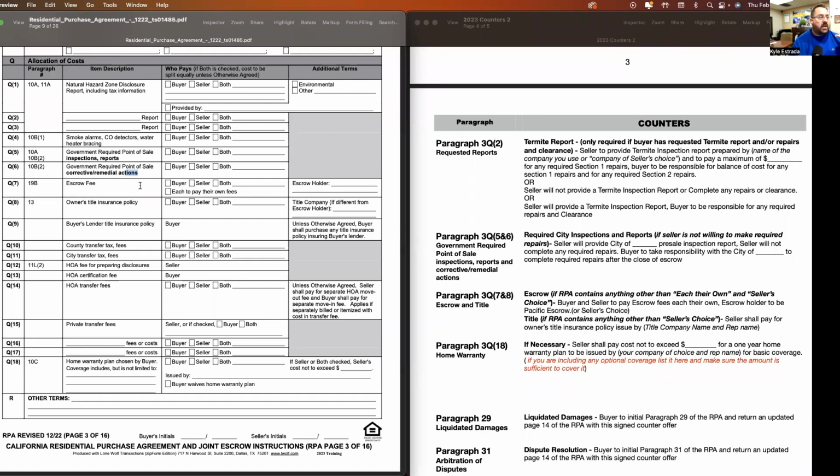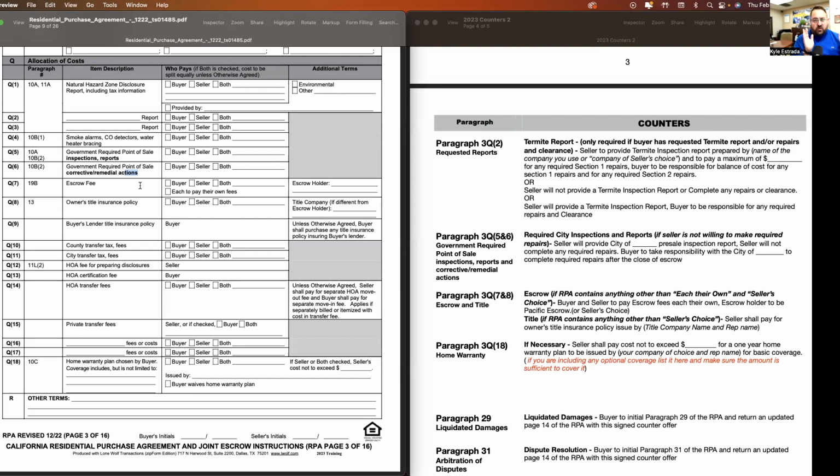What you should be doing with your sellers is make sure they're aware they have to provide the report. There is no waiving of the report. The report has to be provided. So seller will provide city of blank pre-sale inspection report. Seller will not complete any required repairs. Buyer to take responsibility with the city of whatever to complete the required repairs after the close of escrow. That's the right way to handle it if the seller doesn't want to do the repairs.